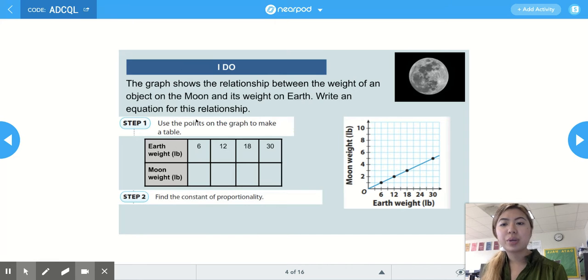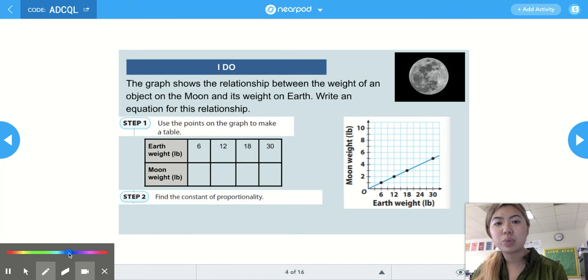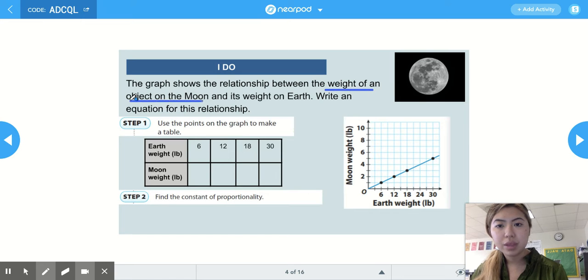This first I-Do reads, the graph shows a relationship between the weight of an object on the moon and the weight on Earth. Write an equation for this relationship. So our first step is to use the points on the graph to make a table. So if we look here, we can identify that our independent variable is the weight on Earth in pounds, and our dependent variable is the moon's weight in pounds.